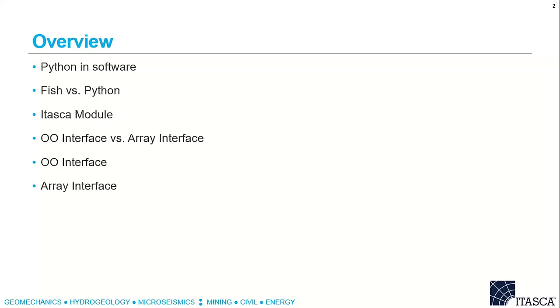We're then going to start to cover the Itasca Module, which is the main package which provides connectivity into Itasca software. Then we're going to cover the difference between the two main interfaces, which are the ways you can interact with the Itasca module, and then cover some examples and some code snippets as to how to go over them.